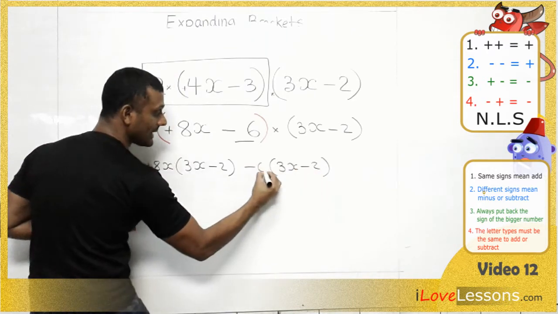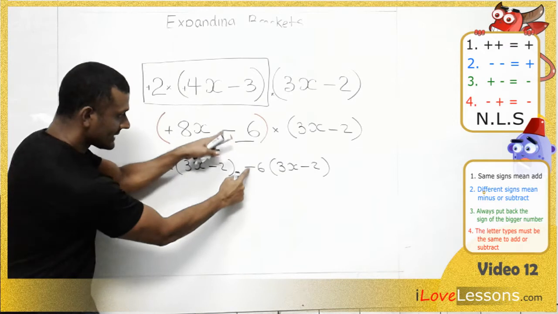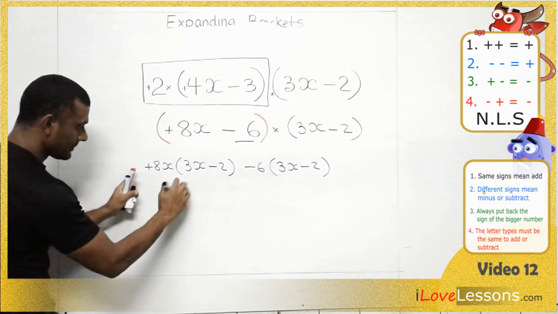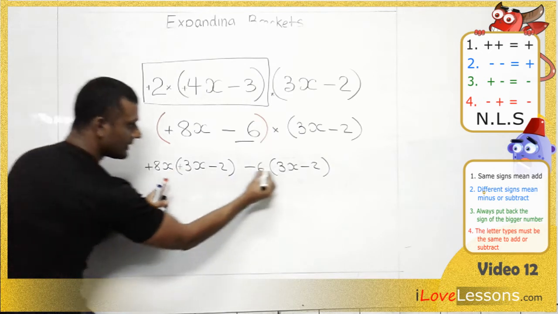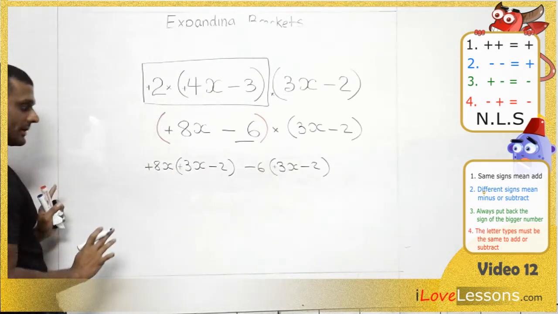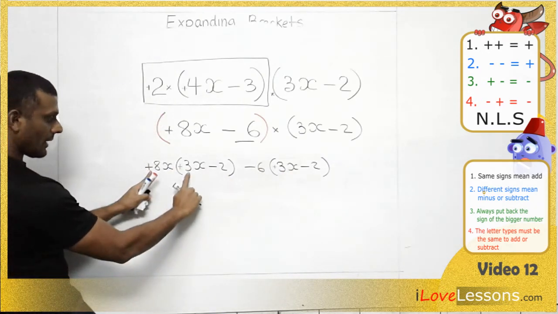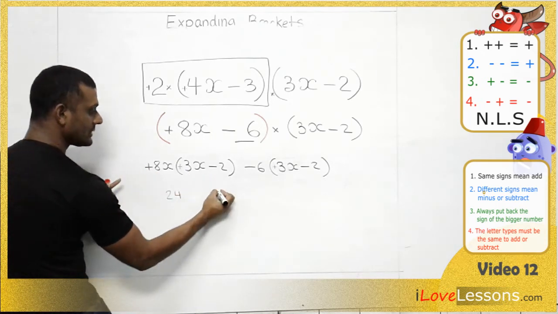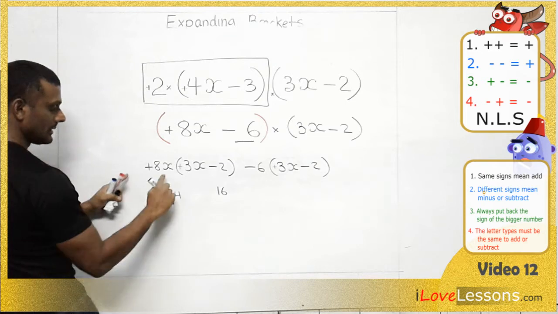I'm not going to forget my signs. This minus sign sometimes goes missing. So let's complete the question. This 3 is positive. If you look to the left here, this 3 is also positive. Multiply the numbers. 8 by 3 is 24. 8 by 2 is 16.